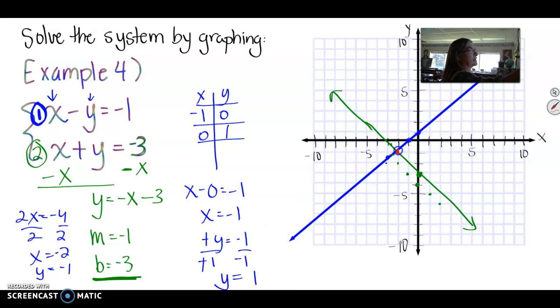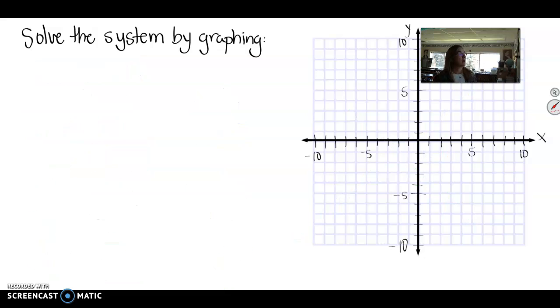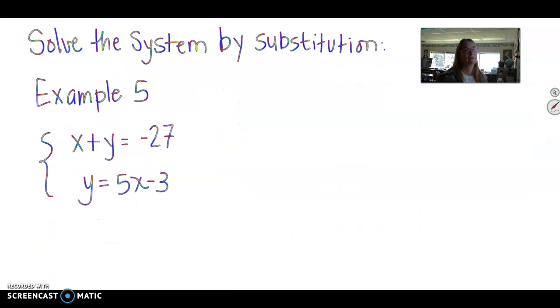So this solution right here is actually negative 2, negative 1, and you can check it in both equations and it'll be true. If you put in negative 2 here for x minus a negative 1, you add 1 and you get negative 1. And then negative 2 plus a negative 1 is negative 3. So it works. Okay, so let's go through the algebraic method.